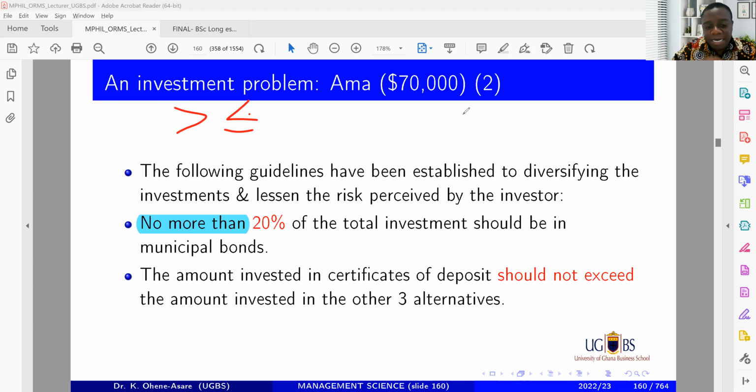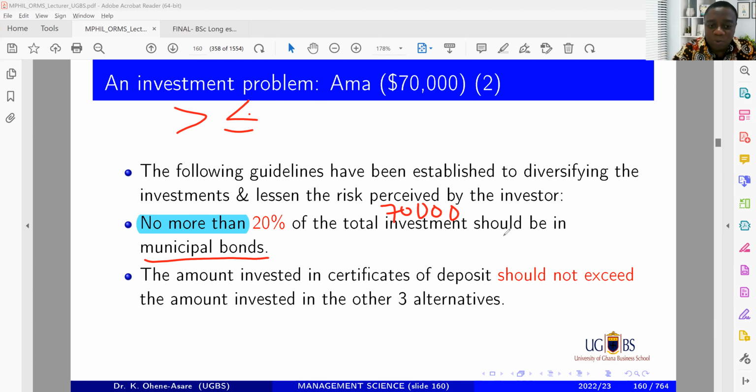Watch them. Now you have to understand 20% of the total investment. We know the total investment is 70,000. So you have to calculate 20% of that. And we are told that we are dealing with municipal bonds. Municipal bonds is represented by which letter?